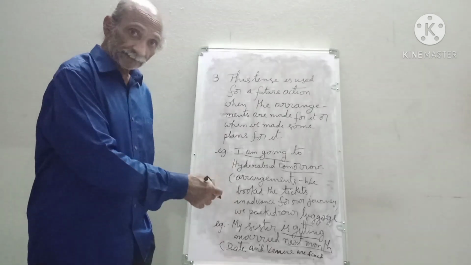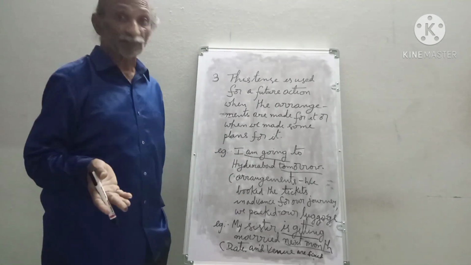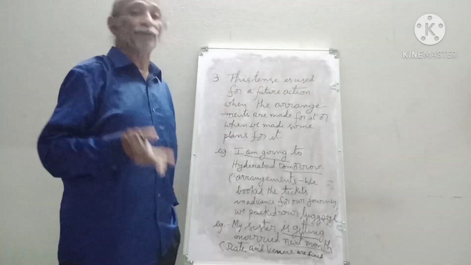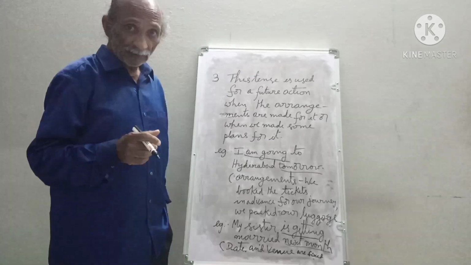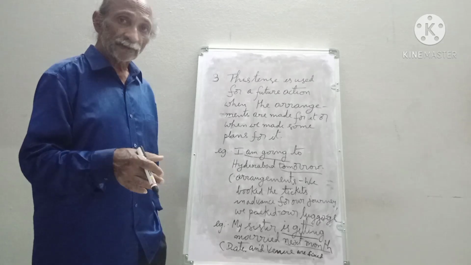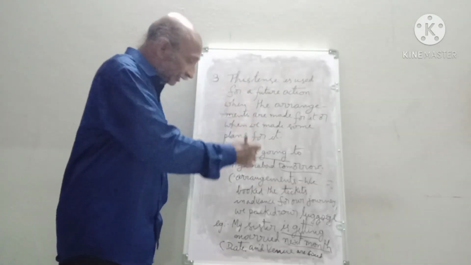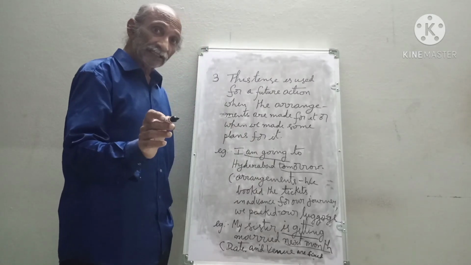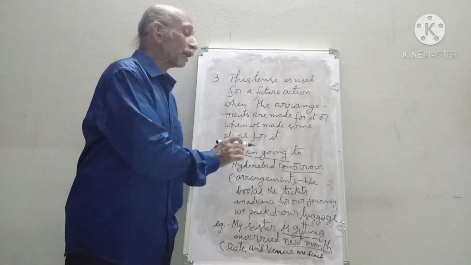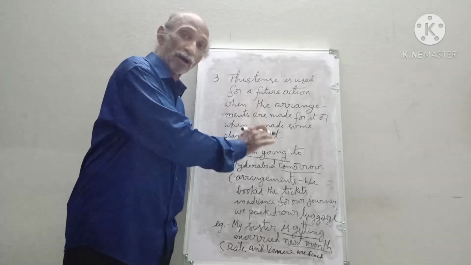Here what happened? Here also we made some arrangements. Generally for marriage, what arrangements do we make in advance? We fix the date and venue for the marriage and then we distribute the cards. So these are the arrangements made before the future action. So when you take a look at these two examples, you can understand that we can use present continuous tense for future action when arrangements are made in advance.